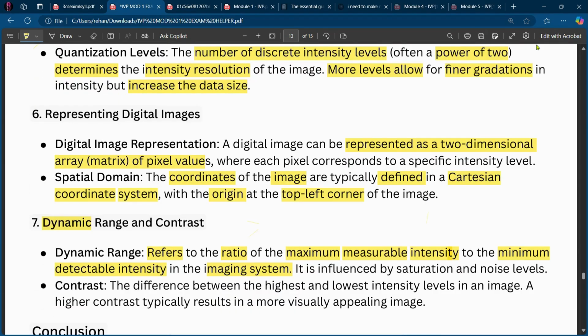A digital image can be represented as a two-dimensional array, that is a matrix, of pixel values. Each pixel corresponds to a specific intensity. In the spatial domain, the coordinates of the image are typically defined in a Cartesian coordinate system, with the origin at the top left corner of the image. That top left corner is the origin, and from there the pixels start. Where my cursor is pointing is the first pixel.